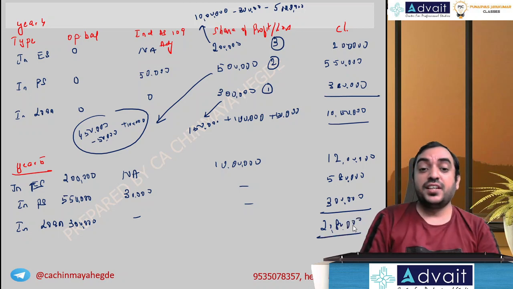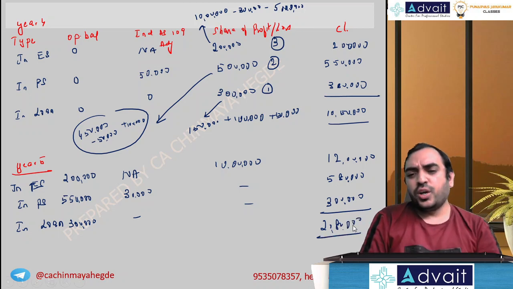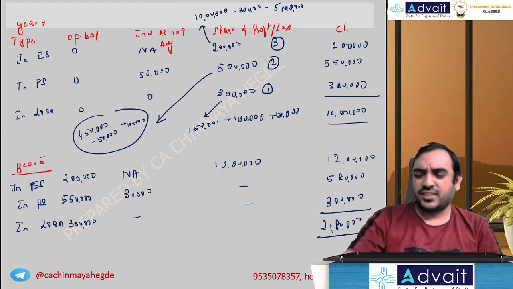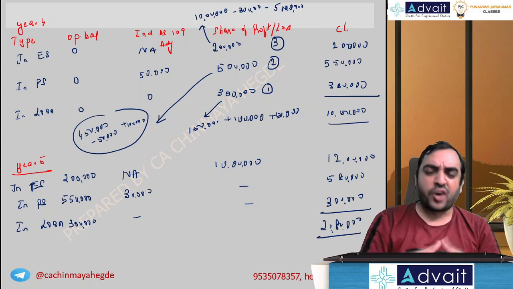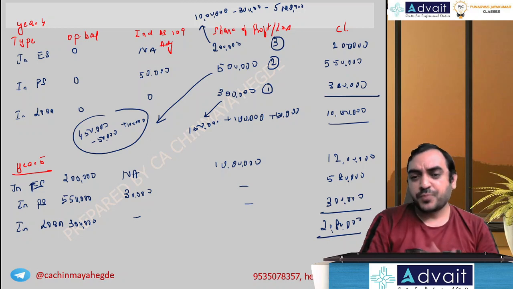This is what even your institute solution shows. I told you I'll show the institute solution. You can just check it yourself. The same columns are there, the same format is there. You can check it yourself. So please write it down.